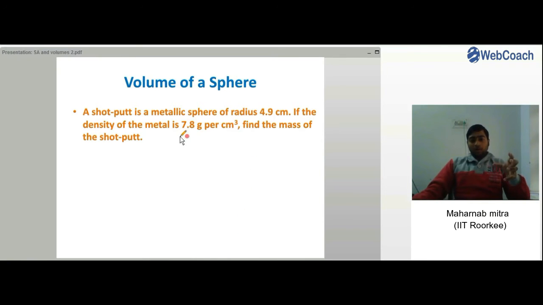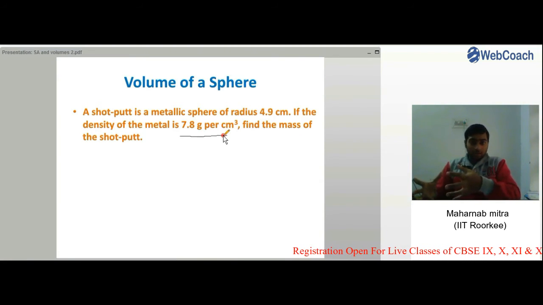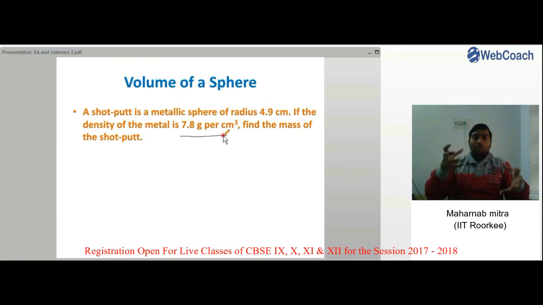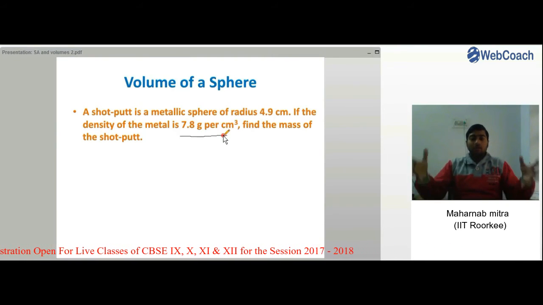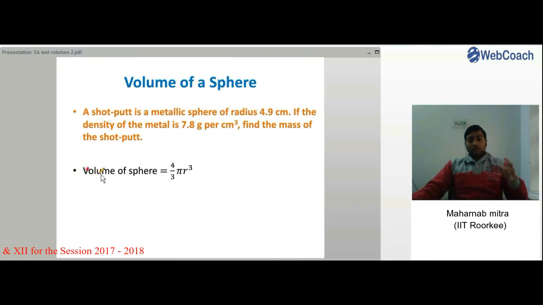So now, how to find this? We are given the density or mass per unit volume, or mass per 1 centimeter cube. So if we know how many centimeter cubes are there, or how much is the volume of the sphere, we can actually find out the mass of the sphere, right? If there is, suppose, 20 centimeter cubes of volume of the sphere, then 7.8 grams per centimeter cube multiplied with that many volumes will give us the entire mass of the sphere. So let us start doing it.